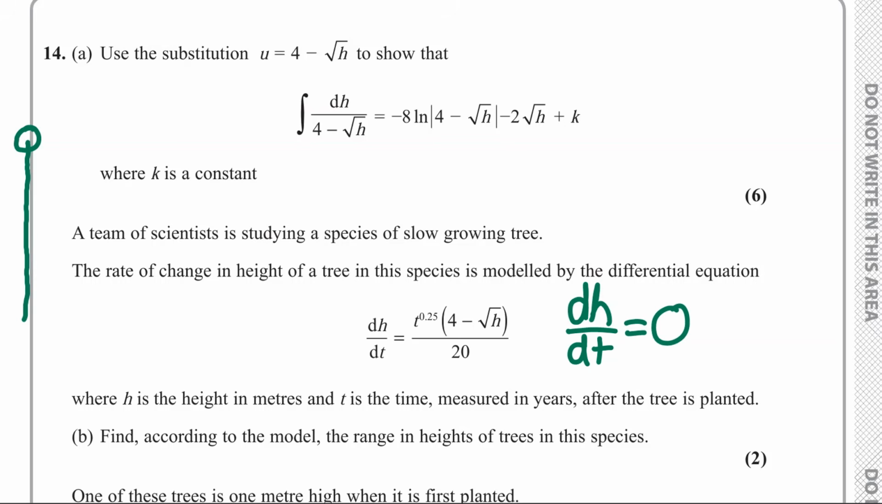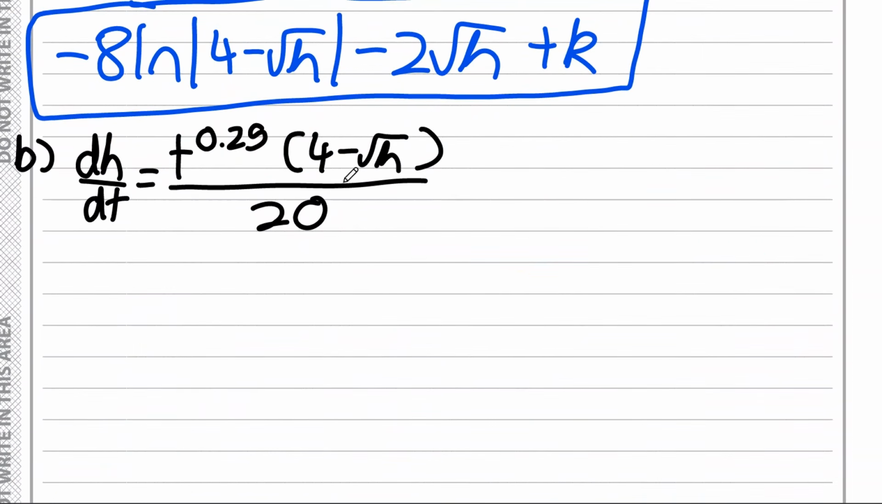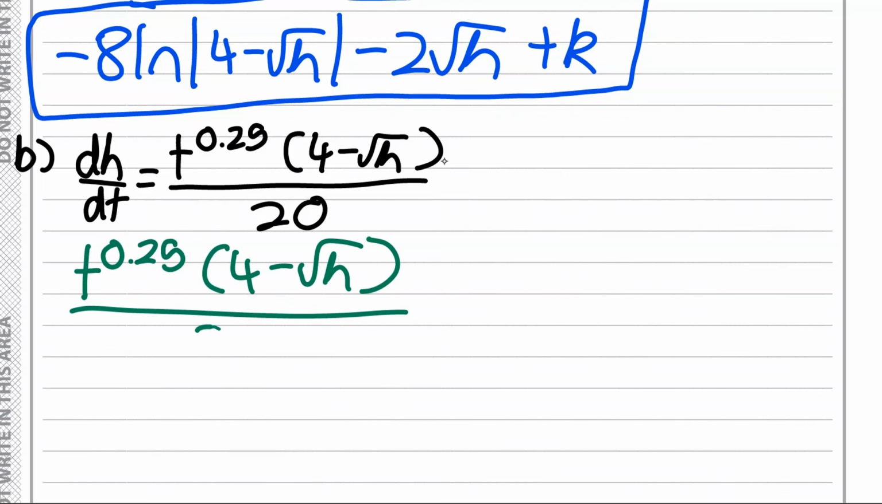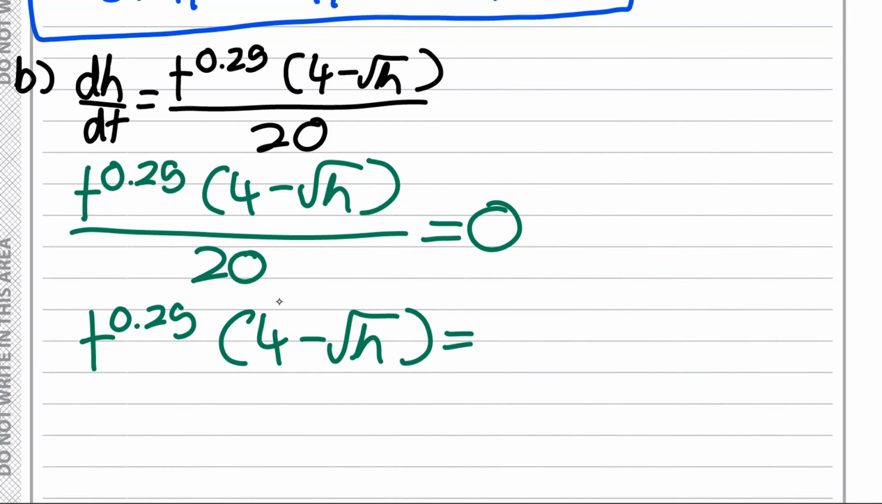Another way you can think about this is if you're trying to find the maximum height, remember the maximum is a stationary point, and this is where the derivative here is equal to 0. You can view it kind of either way. The point being, you need to get that dh over dt is equal to 0, okay? And as we know that dh over dt is equal to this here, we can just set this equal to 0. So we can say that t to the power of 0.25 times (4 minus root h) over 20 is equal to 0. If we multiply both sides by 20, we get t to the power of 0.25 times (4 minus root h) is equal to 0.